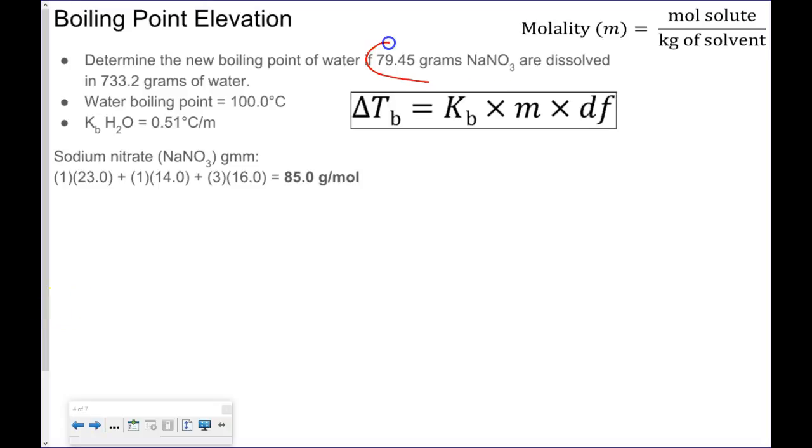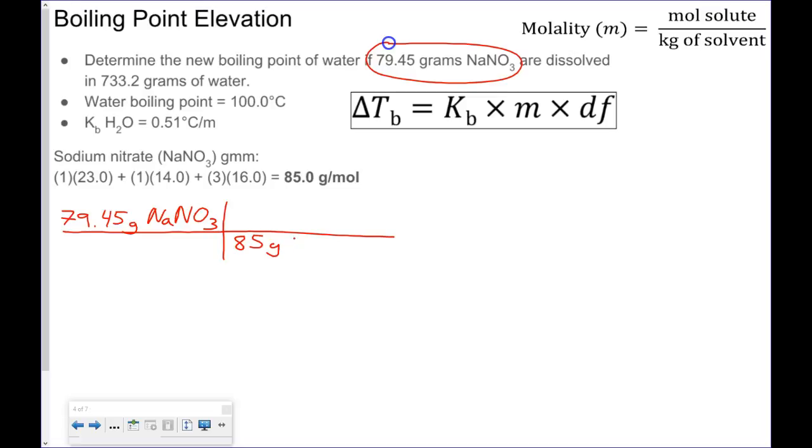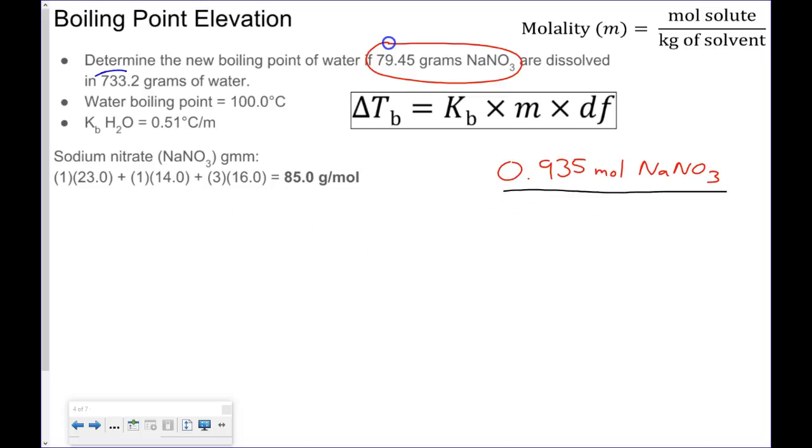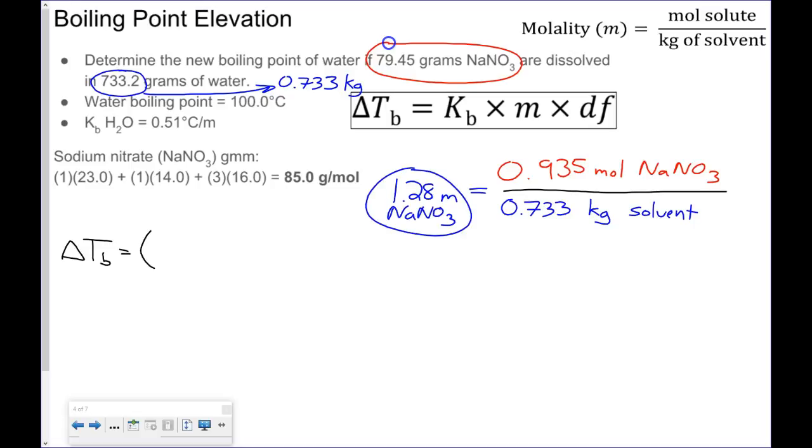Now we're going to determine the boiling point if 79.45 grams of sodium nitrate are dissolved in 733.2 grams of water. As before, I'm going to take that and convert that into the number of moles I have of sodium nitrate. Take that, divide that by my number of kilograms of water. 733.2 works out to be 0.733 kilograms. Take that, I get 1.28 molal solution of sodium nitrate.